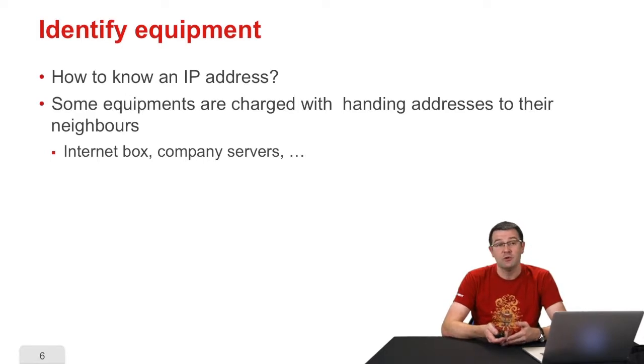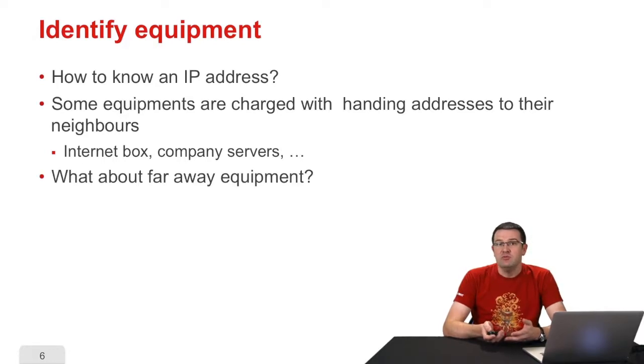That's why a protocol called DHCP was created. It enables equipment to connect to the network and say, I'm new here, I need an address, give me an address. At that moment, the company's server or the box at home will provide an address saying, you're new, so here's your address. So now the equipment is identified, we just need to know who to talk to.